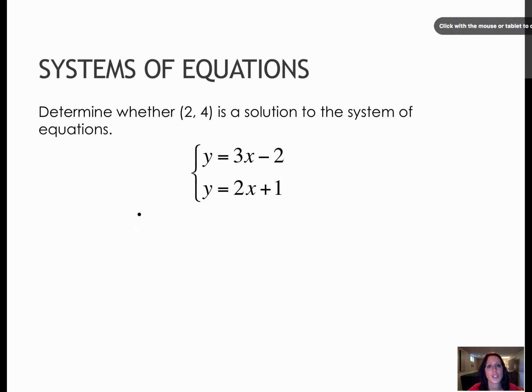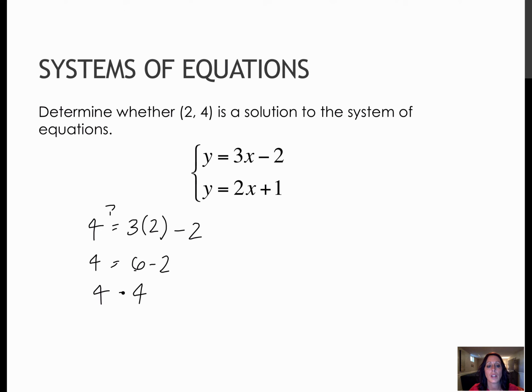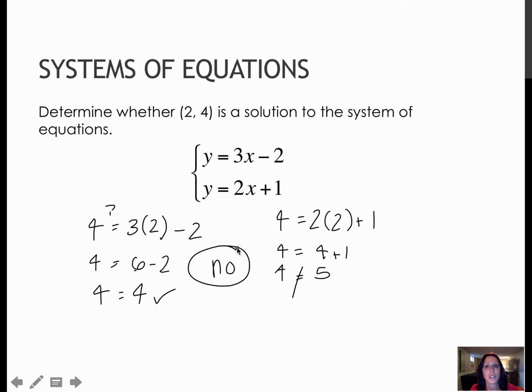Here's another example for us to try together. I will again replace y with the y value, replace x with the x value, and then simplify each side. I don't have to simplify anything on the left side. 3 times 2 is 6. 6 minus 2 is 4, and so 4 does equal 4. On the second one, replace y with 4, replace x with 2. We end up with 4 equals 4 plus 1, or 4 equals 5, which clearly is not true, and therefore no, it's not a solution of the system. That means this first line did go through the point (2, 4), but this line did not.